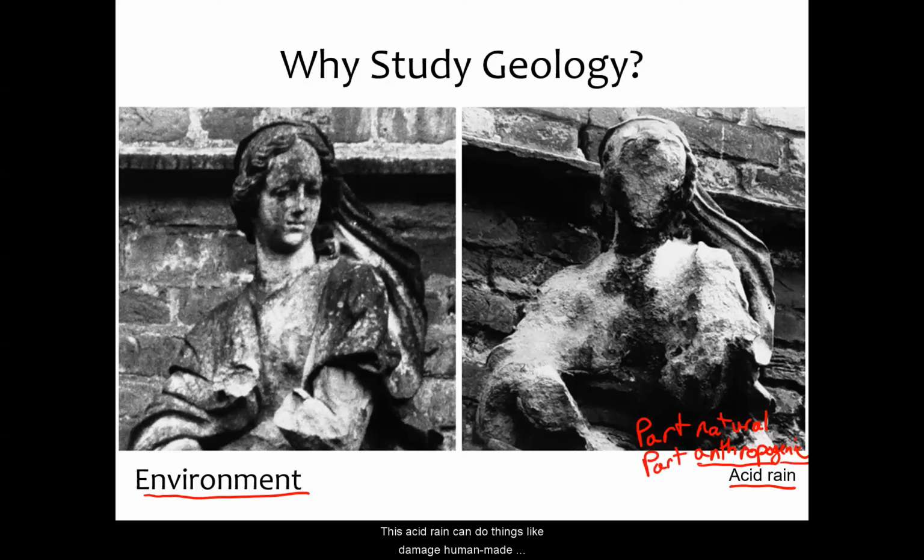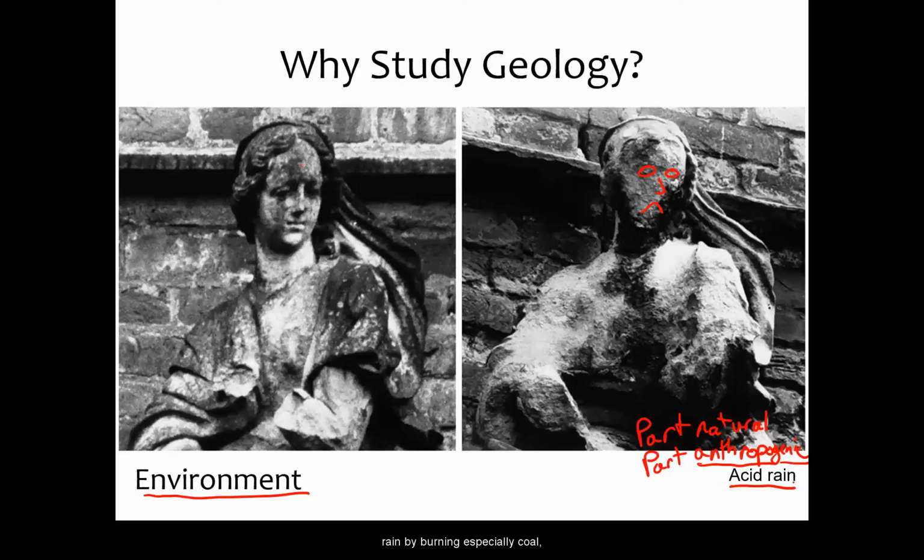And this acid rain can do things like damage human-made structures, statues like this one that you can see in an early photograph. This statue had a face, and because of acid rain later, there's no longer a face on it. So this is just a natural, partially, process that dissolved the statue. So a study of geology can tell us why this particular stone that the statue was made of was susceptible to acid rain, and it can tell us ways in which we can avoid contributing to that natural process and increasing the amount of acid that is in rain in the ways that we utilize different resources.